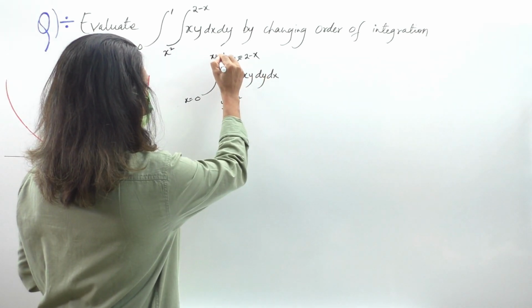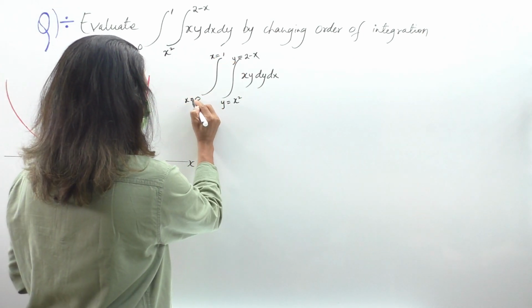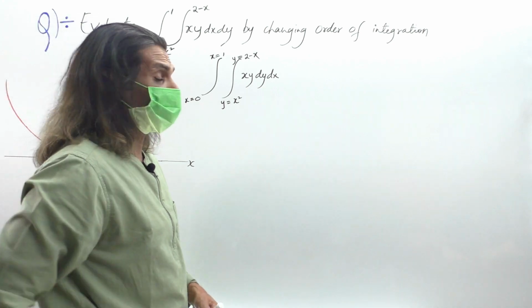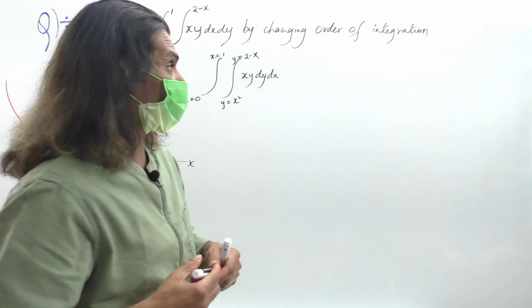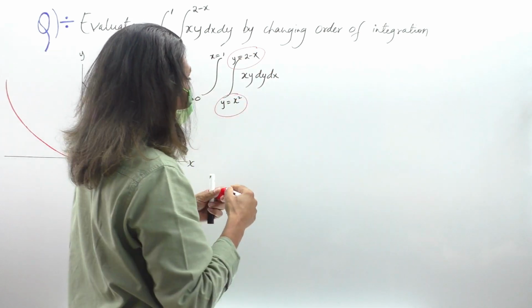The constant x is equal to 0 to x is equal to 1. So we found the limits now. After finding the limits, the next step is these equations. So we have these two equations here.